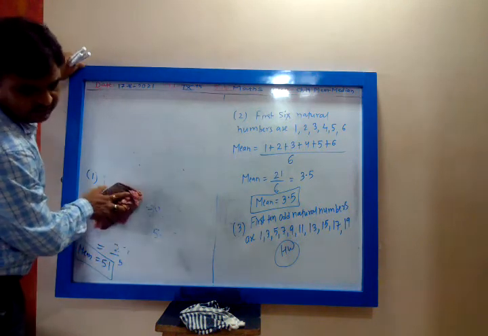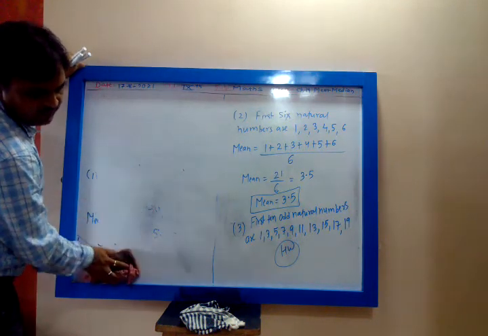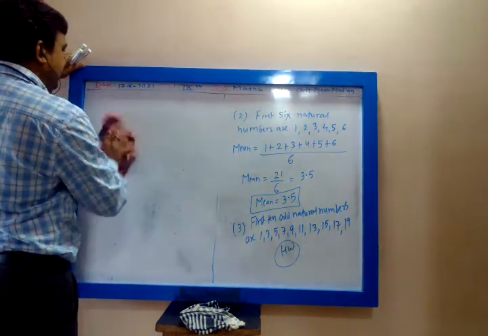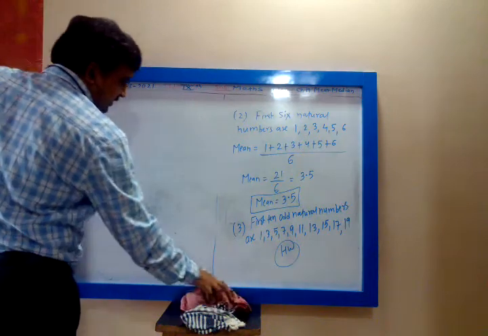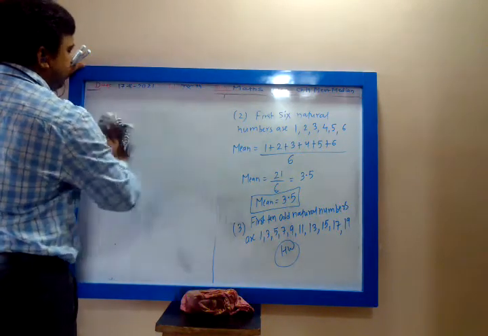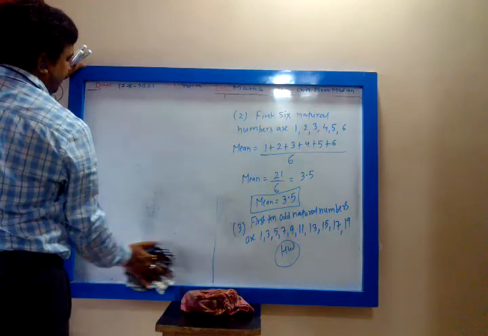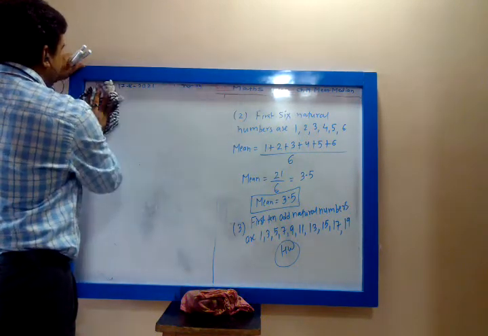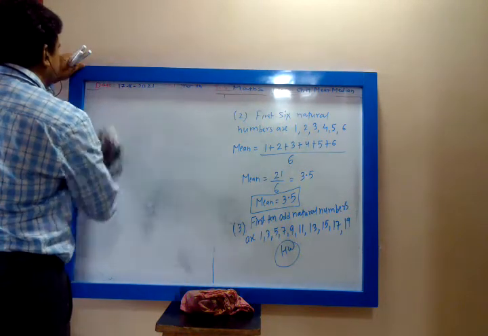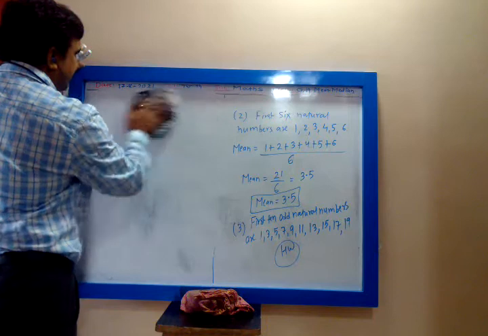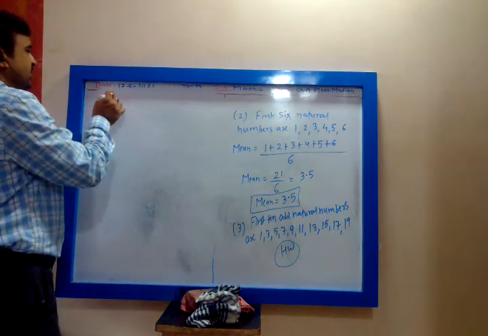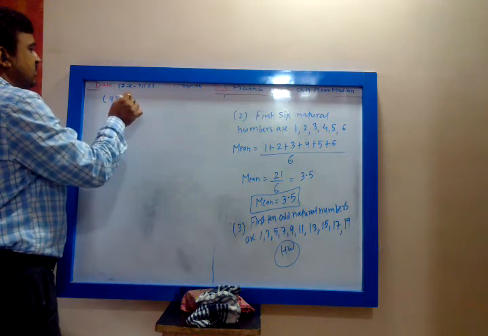Then find the mean of all factors of 10. Yes, all factors of 10. What are the factors of 10? 1, 2, 5, 10. Okay, then you will add all the values 1, 2, 5, 10 and divide this by 4, as 4 factors are there. So the fourth one is also homework. Okay, fourth one is homework.